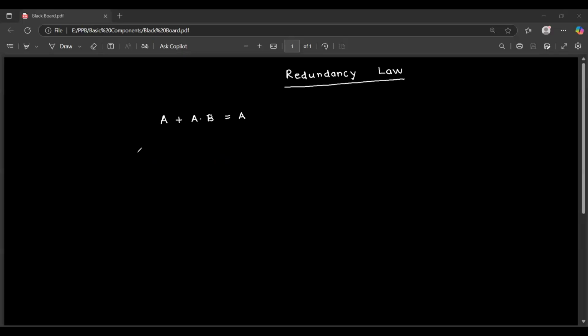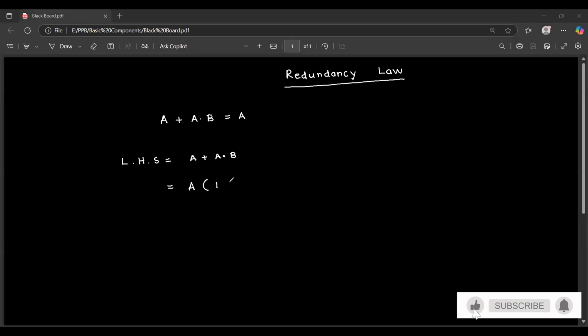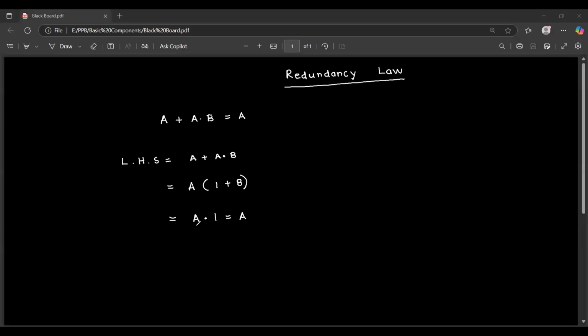So we can take the left hand side, LHS. LHS is equal to A plus A dot B. If you take A as the common signal, it will be A dot 1 plus B. And we know 1 plus B is equal to 1. Why? It's what the identity law suggests. So it will be A dot 1, which is equal to A, again identity law. So this is the first application of the redundancy law. You don't have to write all these things. You can directly apply this when you're simplifying expressions.